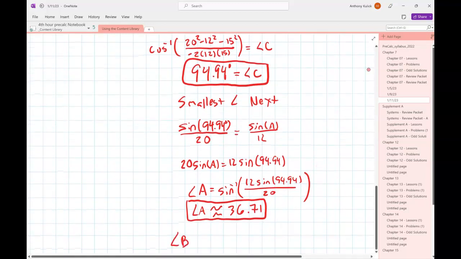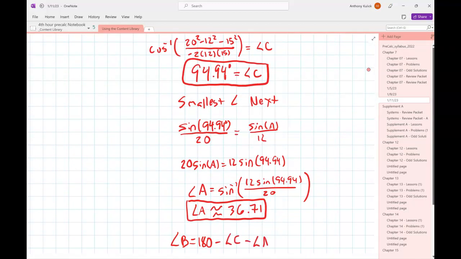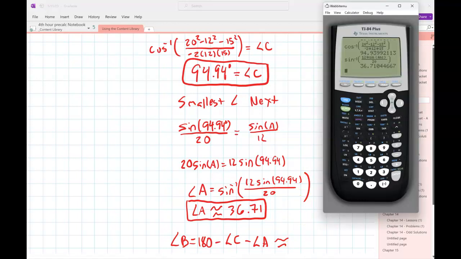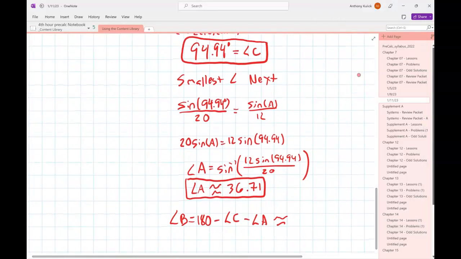And now that I have two of the three angles, angle B's a piece of cake. I can just do 180 minus the other two and I'm good to go. I don't remember on the Delta Math if they just wanted one specific piece of it or if they ask you to do a whole bunch of it. So 48.35 is that answer.